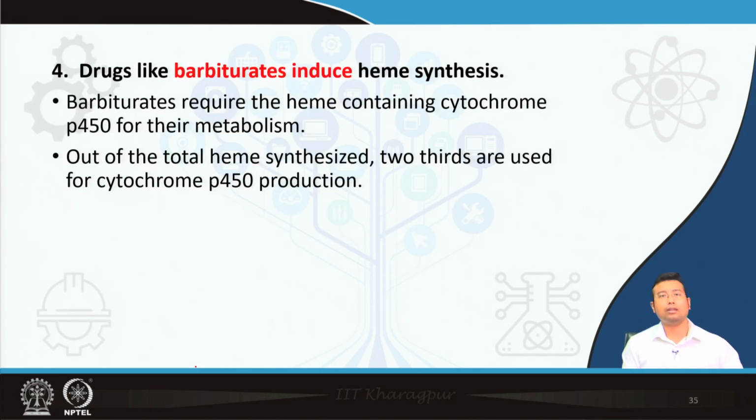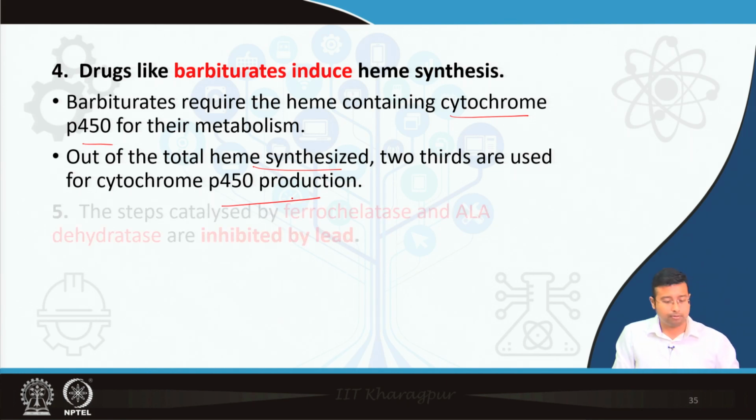Now, drugs like barbiturates induce heme synthesis, they increase the rate of heme synthesis, because barbiturate metabolism requires cytochrome. I told you in the first slide, heme is not only present in hemoglobin, it is present in myoglobin, cytochrome, etc. One very important product, the cytochrome P450 enzyme system, is required for metabolism of barbiturates. So, out of the total heme produced, 2/3 is actually used for cytochrome P450 production, and only 1/3 is used for the production of hemoglobin, right.